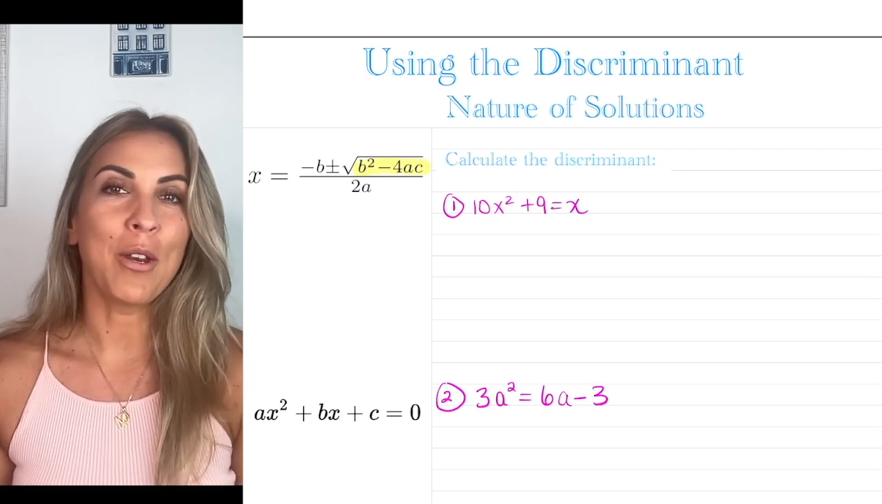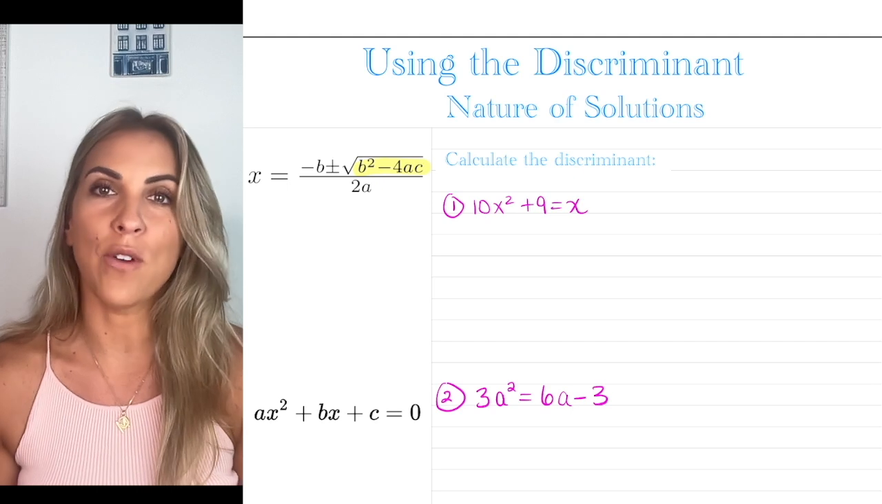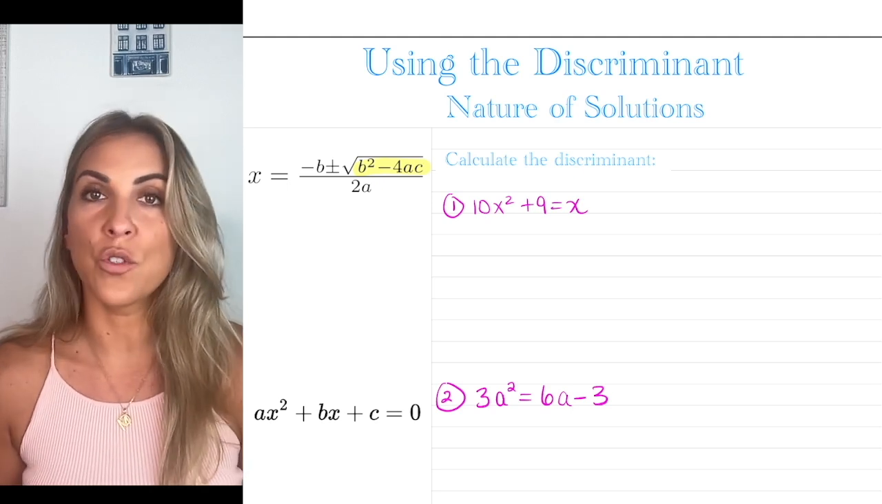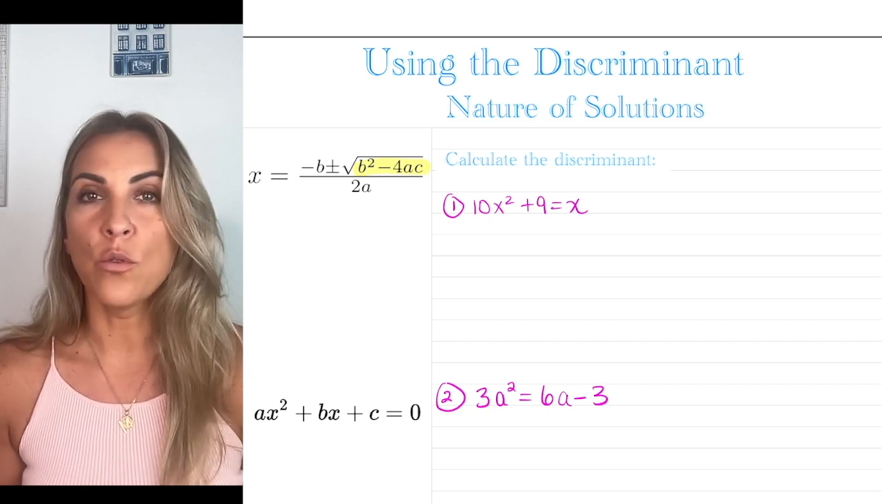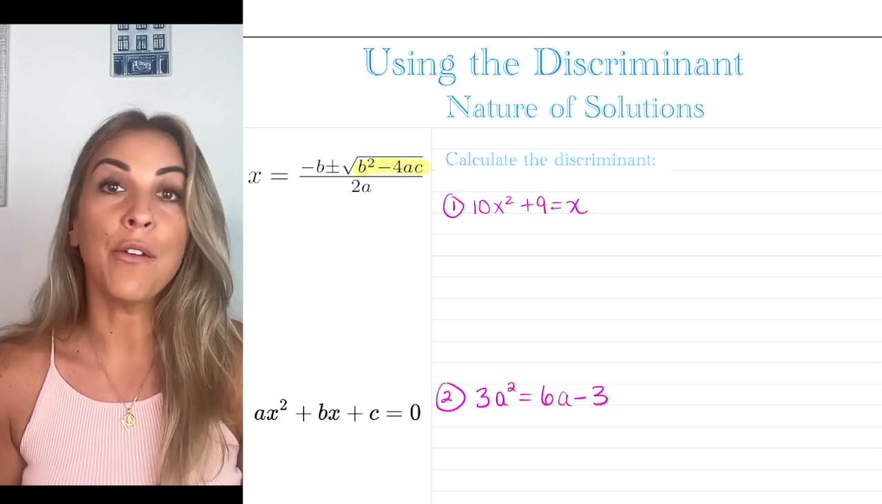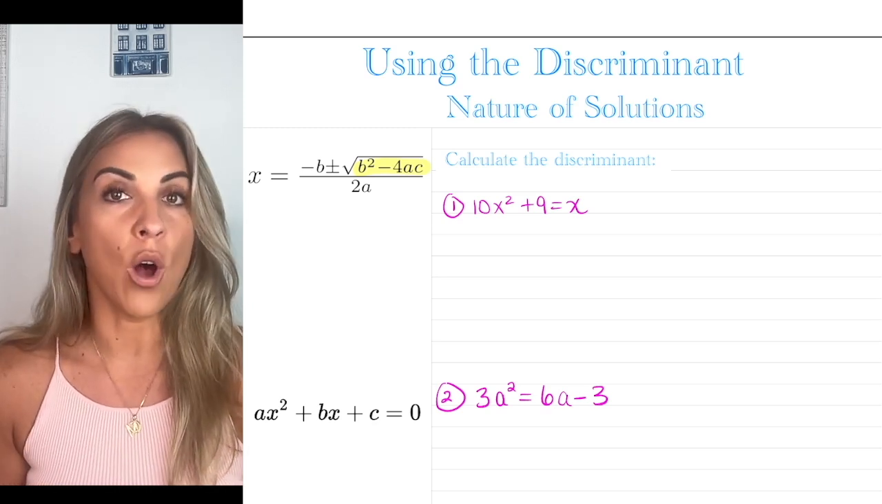In this algebra video, I'm going to show you how to use the discriminant to determine the nature of solutions of a quadratic equation. Now, when I say the nature of the solutions, I mean we're going to use the discriminant to tell us how many solutions a quadratic has. Are those solutions real? Are they imaginary? If they're real, are they rational or irrational? So the discriminant can tell us all of these things.